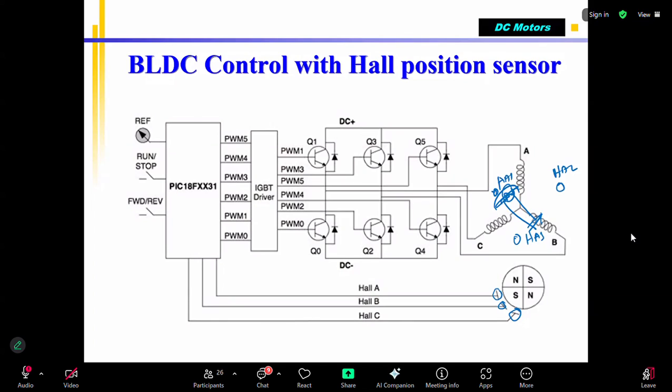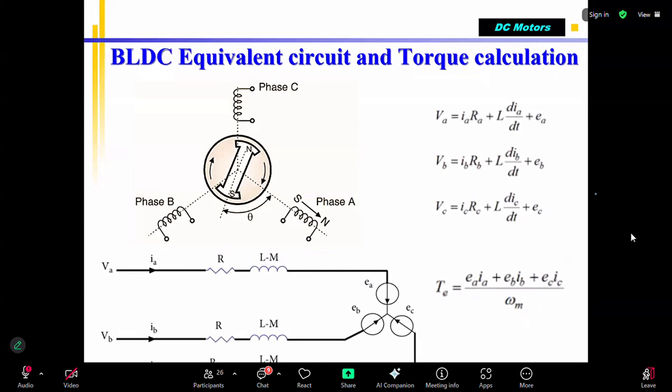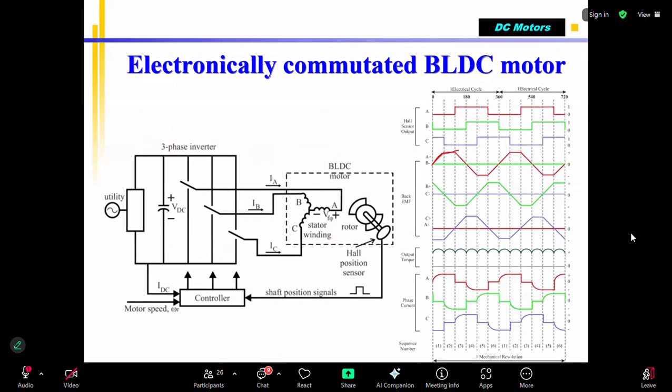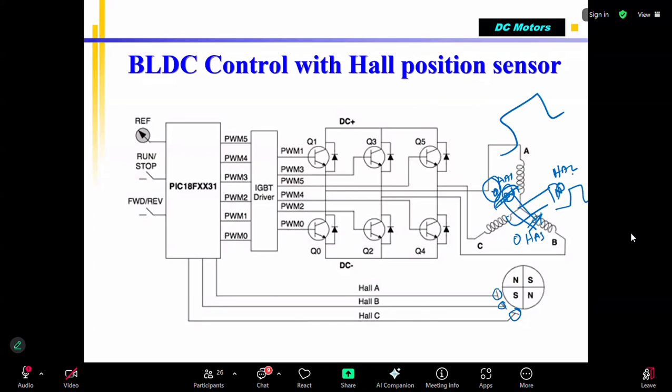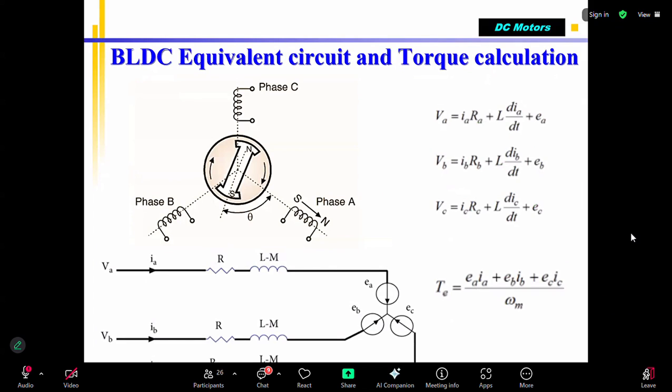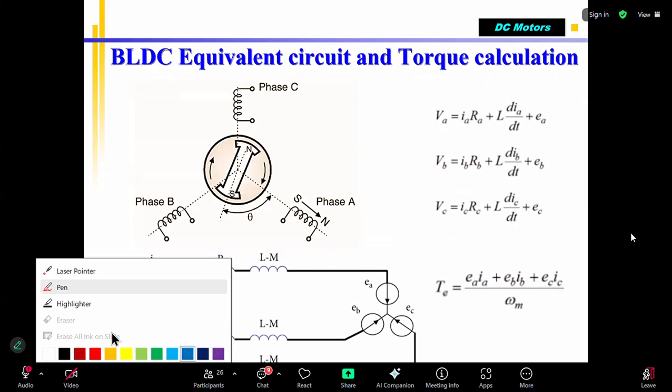Whenever the north pole comes near, this sensor will produce high voltage. Whenever the north pole comes here, correct? This sensor will give high voltage. That is what we showed here. You can see that during this time, the north pole is near the A coil or mid of the A and B coil. So you can see that the voltages are used for controlling the motor. Okay, so the motor will be controlled like that.